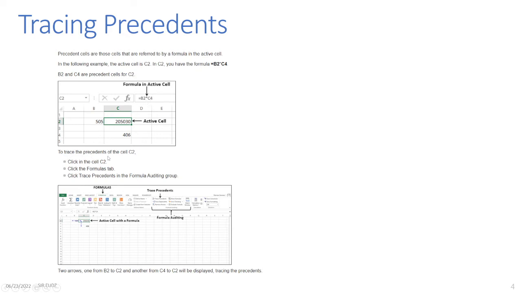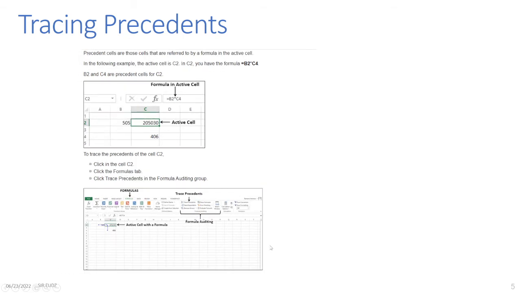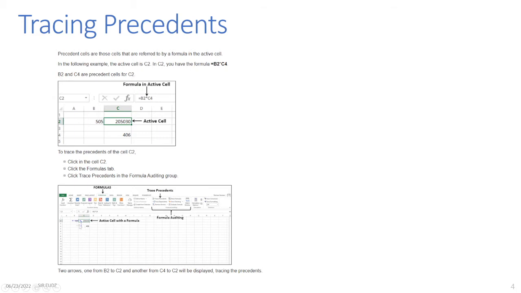So to trace the precedents of the cell C2, click in the cell C2, click the Formulas tab, then click Trace Precedents in the Formula Auditing group. So two arrows, one from B2 to C2 and another from C4 to C2, will be displayed, tracing the precedents. So here you can see the arrows, so it's quite small.